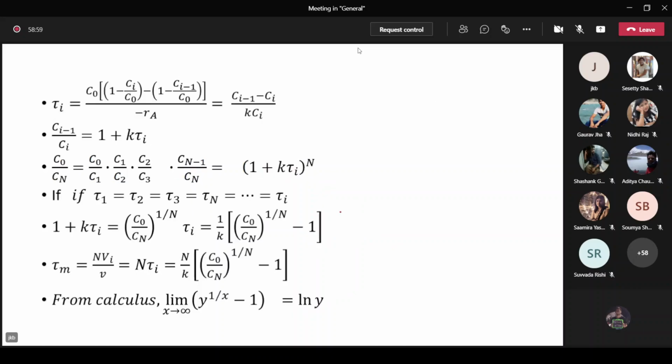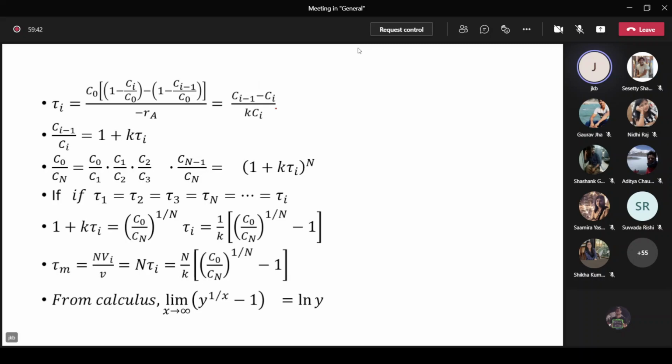So tau I is simplified after substituting concentration terms in place of conversion. So it is 1 minus CAI by CA0, with CA0 taken common, then 1 minus CAI, CI minus 1 by C0. And tau I is written by this equation, the general form. Now, as the number of reactors varies from 1 to n, write the individual value of this.